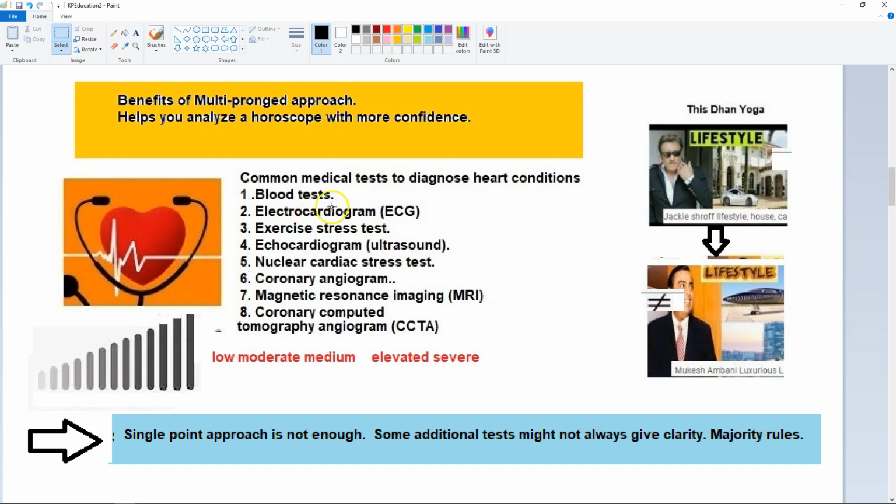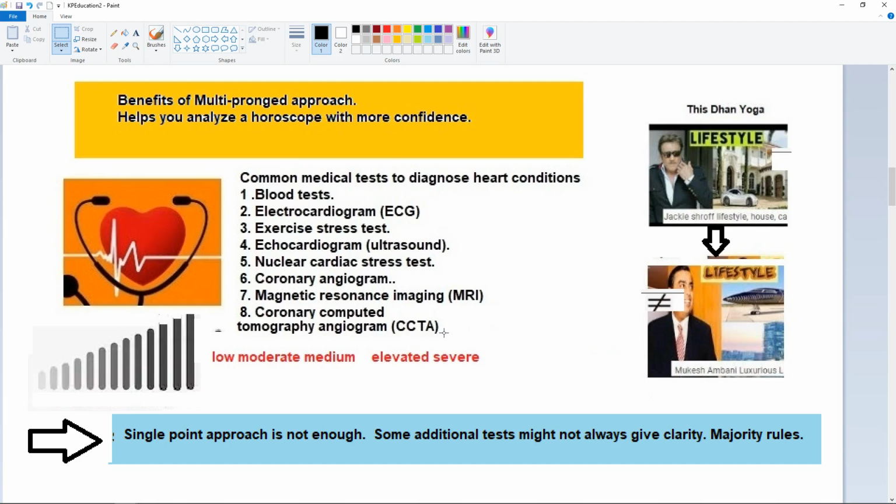This is a very simple example of a multi-pronged approach that is used in medical science. If a person, let's say, has some heart condition, and visits the family doctor, he or she might be advised to go through certain tests, not only one test, like the blood test or the ECG or the ultrasound or the MRI or the CCTA. The idea behind running all these multiple tests is that it helps the doctor to have a clearer picture about the condition of the heart.